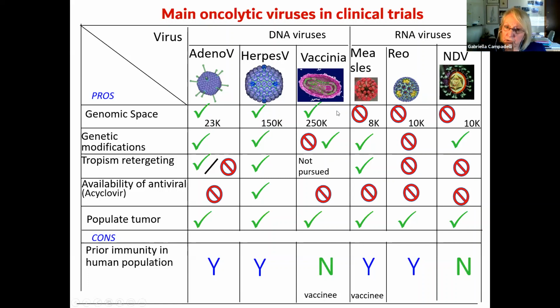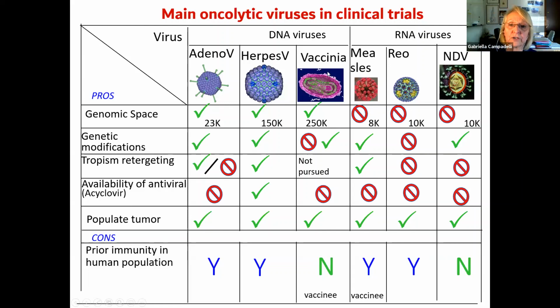Vaccinia virus is a much bigger virus, so the genetic modifications are not so easy to perform. The tropism retargeting has not even been tried. And in the population, people as old as I am were vaccinated until the 80s against vaccinia virus. But in the young population, there are no antibodies.